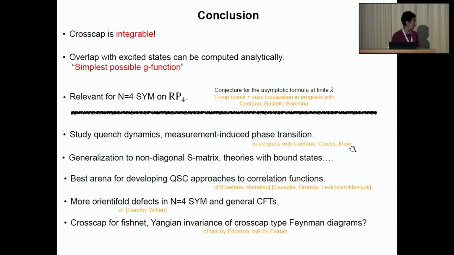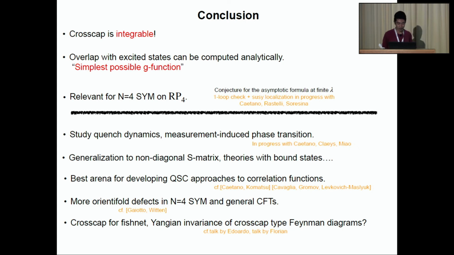And so far, the crosscap overlap that I discussed, especially on the field theory side, is only for the diagonal S matrix. And it's important to generalize the derivation to non-diagonal S matrices and also theories with bound states. And I should also emphasize that this is really the best arena for developing quantum spectral curve approaches to the correlation functions, because the final formula is just given by the ratio of Fredholm determinants. So now the question is how to rewrite the Fredholm determinants in terms of quantum spectral curve.